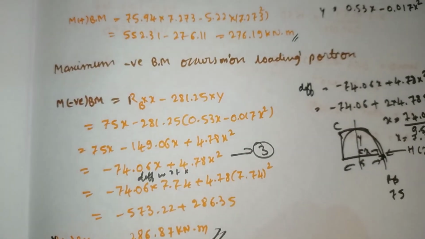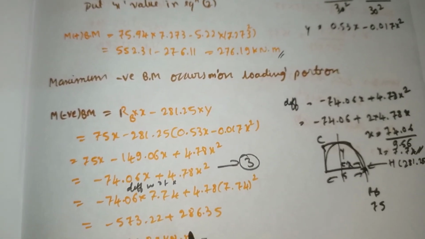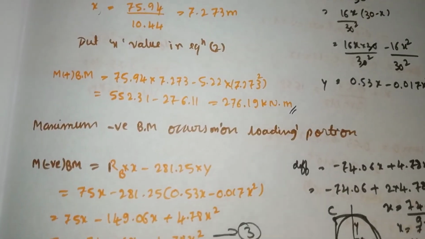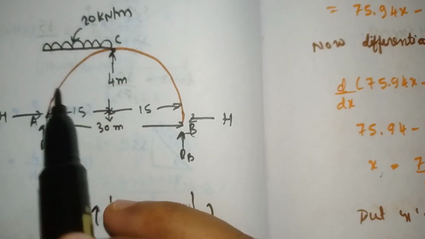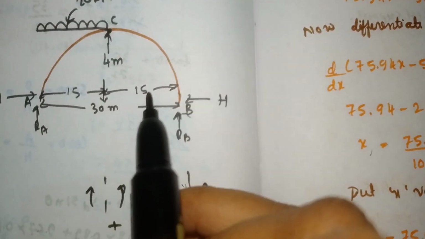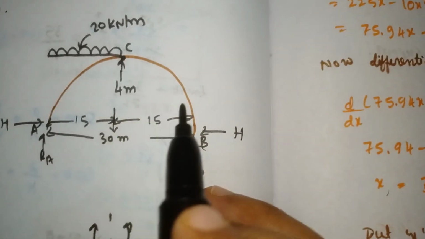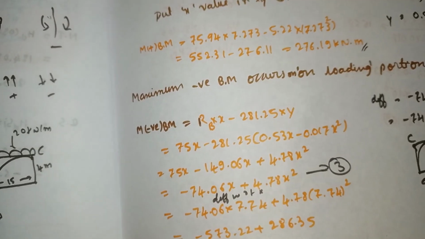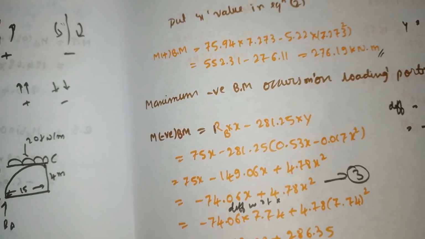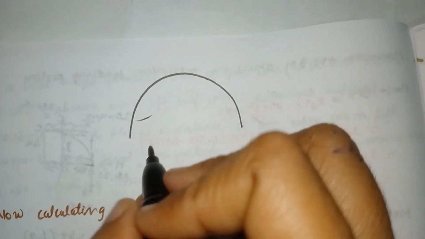So this is how we calculate the positive and negative bending moment. Remember, always the maximum positive bending moment occurs on the loading portion, and the maximum negative bending moment occurs on the non-loading portion. If you see the diagram, I will show it. The diagram will be like this.